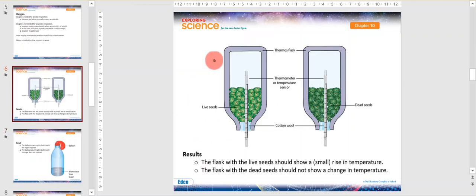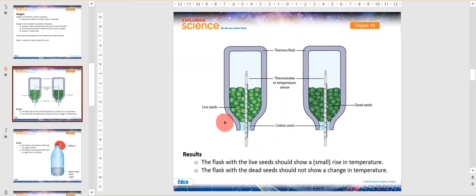And we can do some simple demonstrations as well to show respiration happening. So if we take, we can set up a flask like so. So you have two thermos flasks. So that basically means that they keep the heat in. They don't let the heat in or out. So it kind of traps the heat. You have two thermometers. Okay, so the thermometers read temperature.